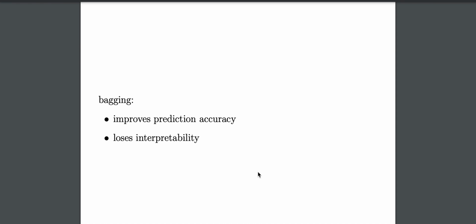So bagging improves prediction accuracy but loses interpretability. Why does it lose interpretability? Because now we are dealing with many trees. One tree is easy to look at, to visualize, and because it's easy to visualize, it's interpretable. But when you have many trees, then we lose the interpretability.